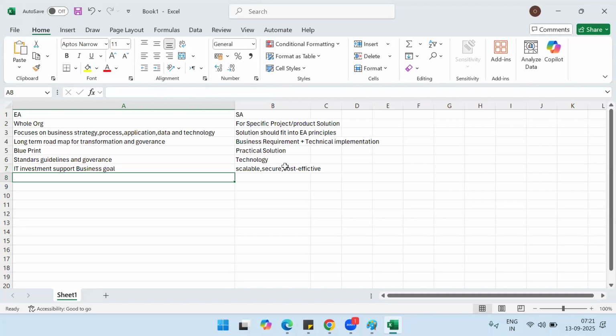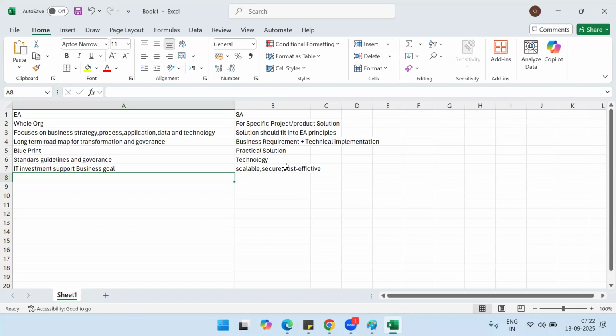Now, tell me, or you can tell it this way, which will have a long-term, strategy-level view: is it the enterprise architect or the solution architect? Enterprise architect, yeah, we have already covered that. So it's mostly the enterprise architect, because he's working on a big project.